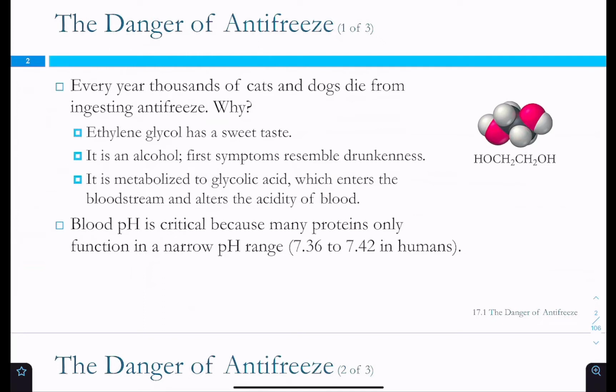So this blood pH, if you know stuff about medicine, is very, very critical to maintain within really tight limits, right? So for humans, it's 7.36 to 7.42.